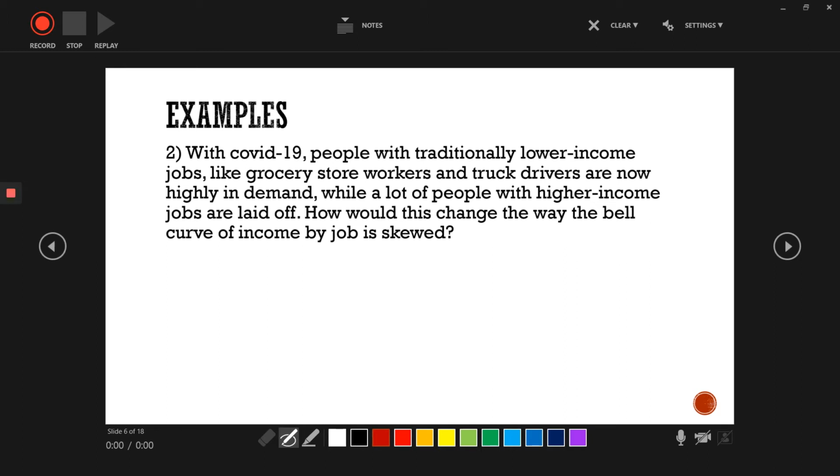With COVID-19, people with traditionally lower income jobs like grocery store workers and truck drivers are now highly in demand, while a lot of people with higher income jobs are laid off. How would this change the way the bell curve of income by job is skewed? So again, now you have lower income people having more jobs and being better off than higher income people because of the layoffs. So it's going to skew it again positively.